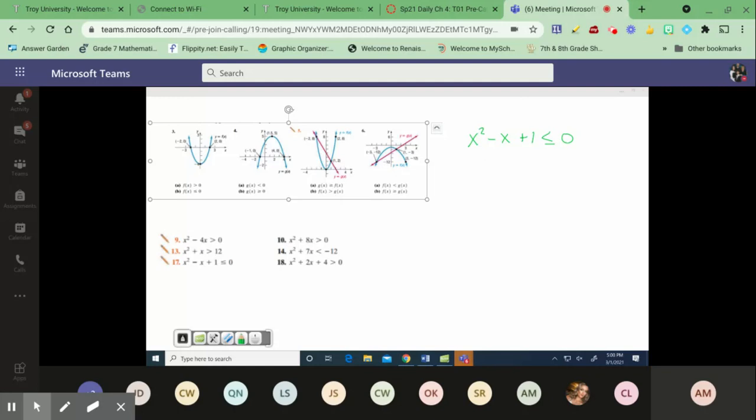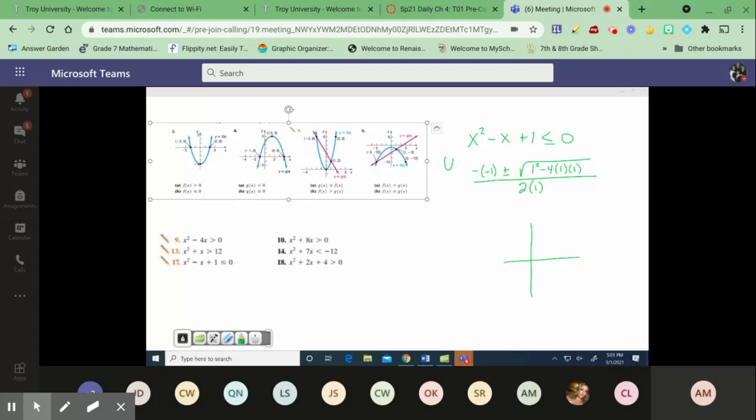Okay, again, my A is positive, so I know that I've got a U. And I have a negative 1 plus or minus the square root of 1 squared minus 4 times 1 times 1, over 2 times 1. Look at under your radical. Remember your discriminant from 1, 2? What's going to happen up under here when I do 1 minus 4? A negative, right? What does that tell me about my graph?